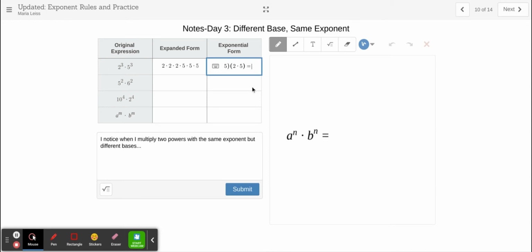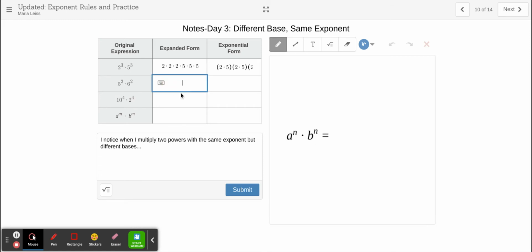So I know that 2 times 5 is 10, and I have 3 of those groups. So 2 times 5 shows up once, shows up twice, shows up 3 times, so it's going to be 10 to the third power. So essentially, we went from same exponent stays the same, and then all we did was 2 times 5 to get 10.